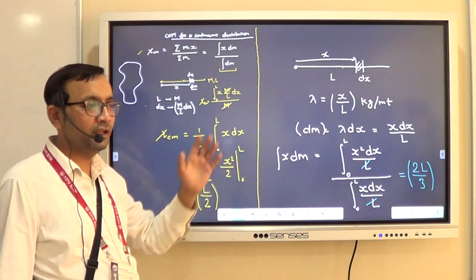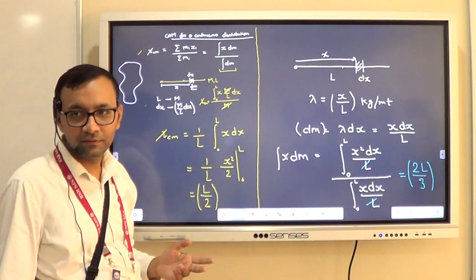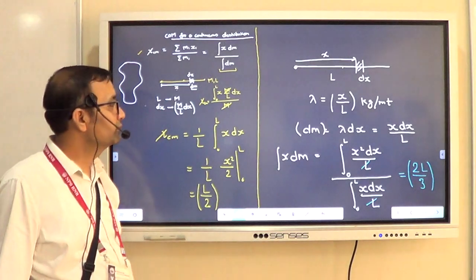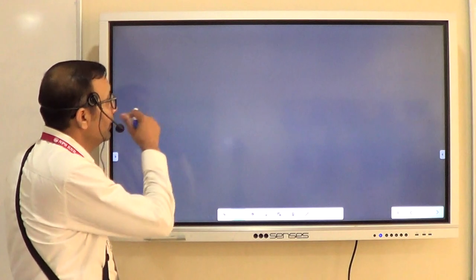It will not be simple and straightforward, like 3 point masses given with their coordinates and you find the center of mass. It will not be like that. Okay, please write down.